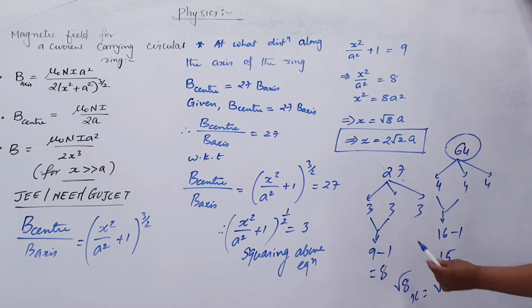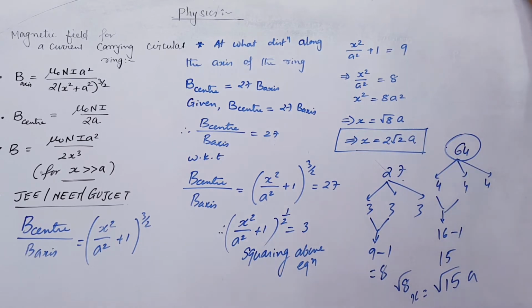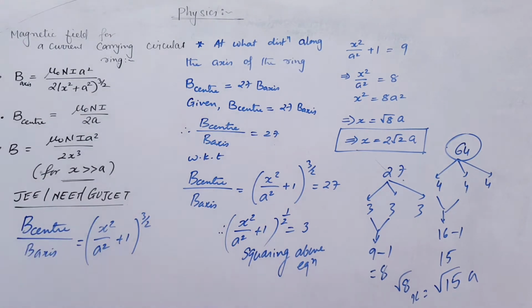Look, here it is 27. So the cube root of 27 is 3, and the square of 3 is 9. 9 minus 1 is 8. So root 8, right? So this is how you can easily remember how to find it. Clear? So do one thing, pause this video and copy this. Now we are going to solve examples from our textbook based on this concept.